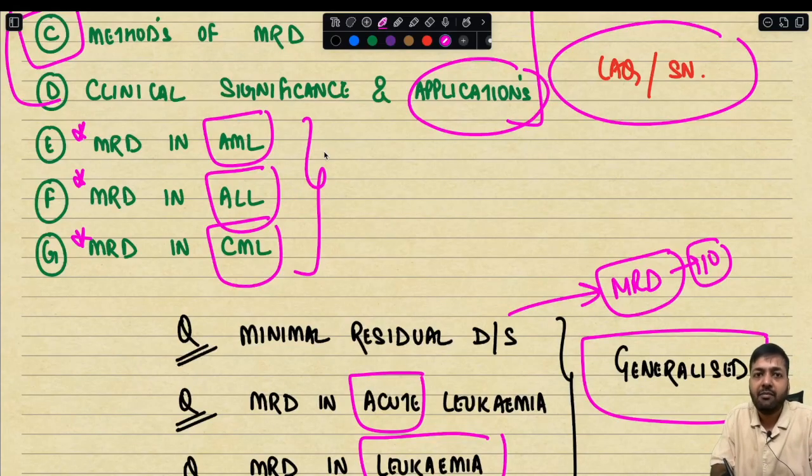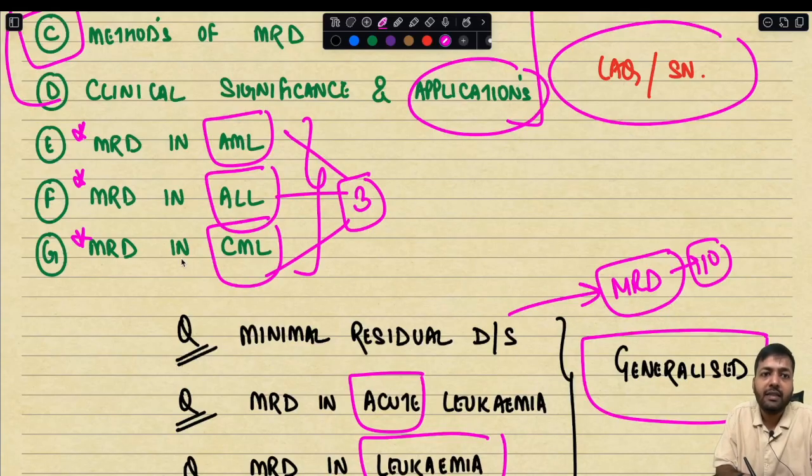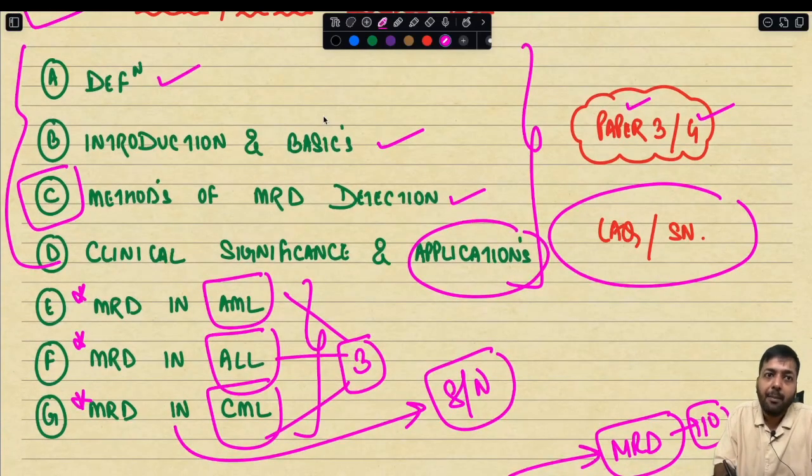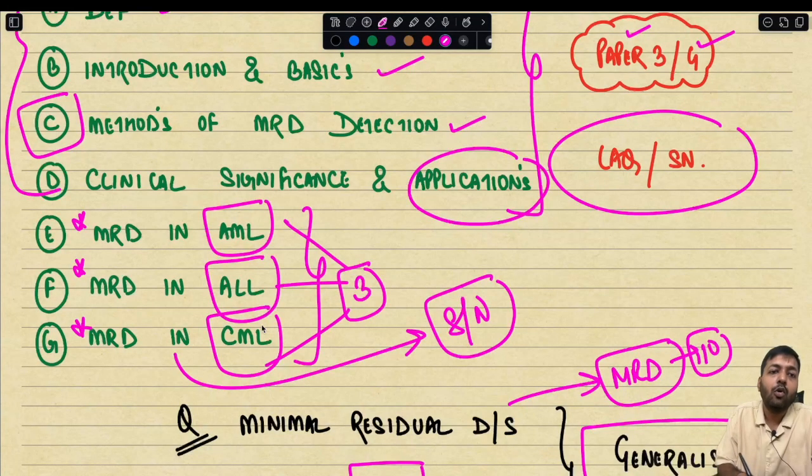Maybe, out of 10 marks, 3 marks are allocated to either of them, or these might be asked to you directly as a short note. In that case, you have to write a bit about the definition, introduction and basics, just enumerate the methods of detection of MRD, and directly go into the details of either one of them.